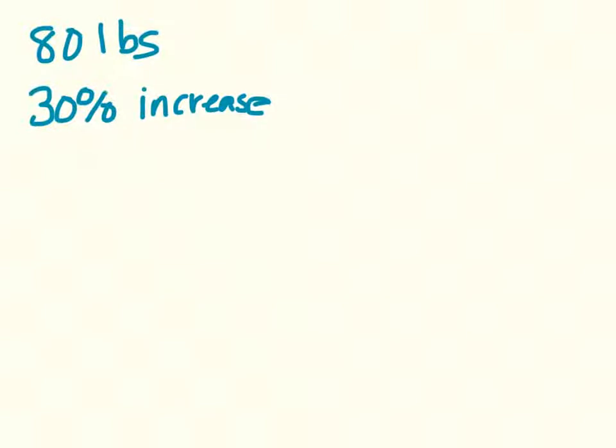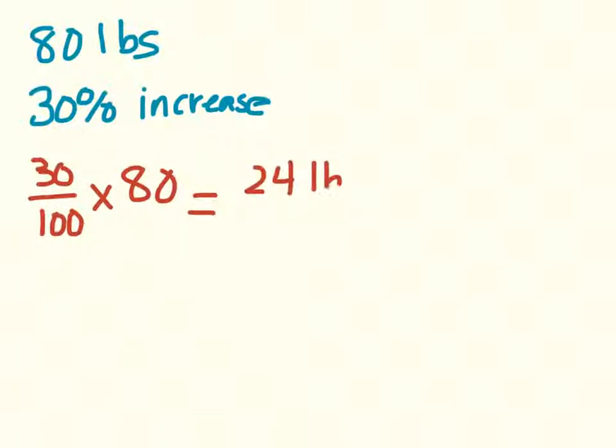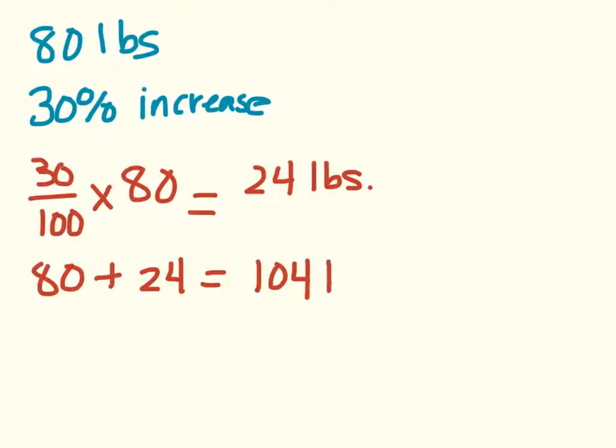Let's use method 1. Method 1 would have us take 30%, which we would rewrite as 30 over 100, times 80, to figure out what 30% of 80 would be, and that would be 24 pounds. To calculate the final weight, we'd simply take our starting weight, 80 pounds, add the 24-pound increase to get a final weight of 104 pounds. Okay, now let's do method 2.